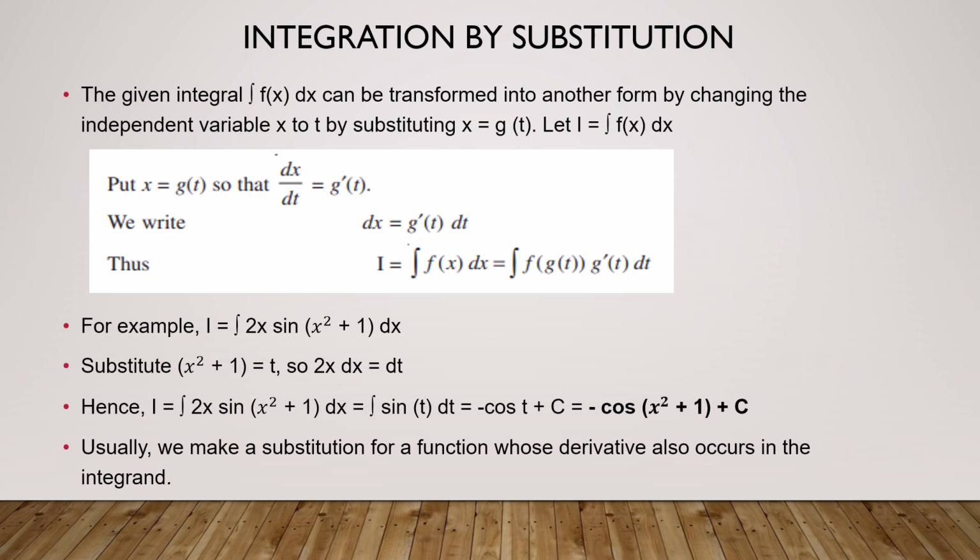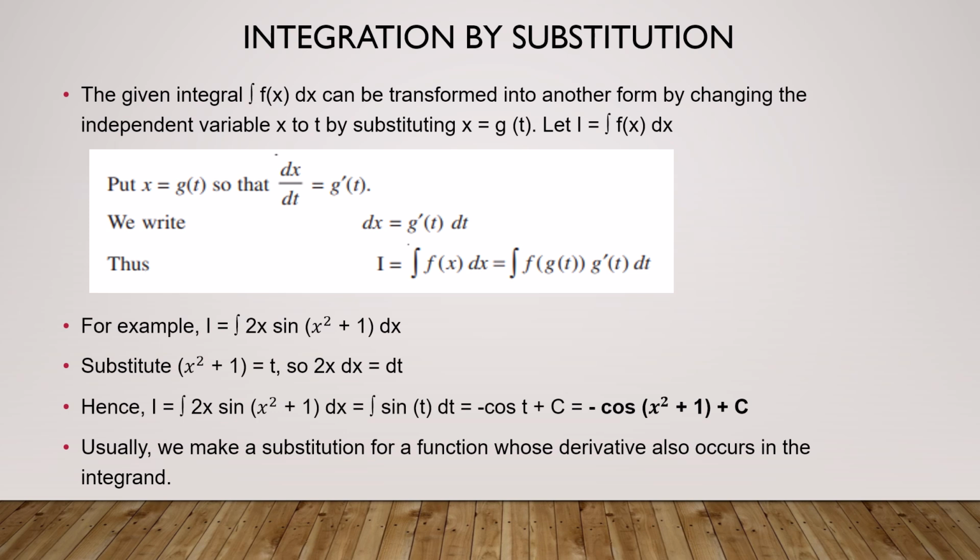So now my original integral, 2x sine x square plus 1 dx, will become integral of sine t dt. See how simple it has become. So what is the integral of sine? It is minus cos. So it is minus cos t plus c. Now again put your t value in it. So it is minus cos of x square plus 1 plus constant c.